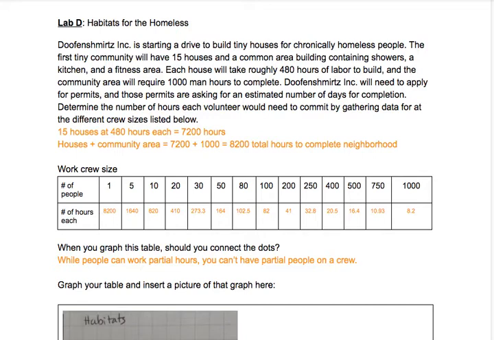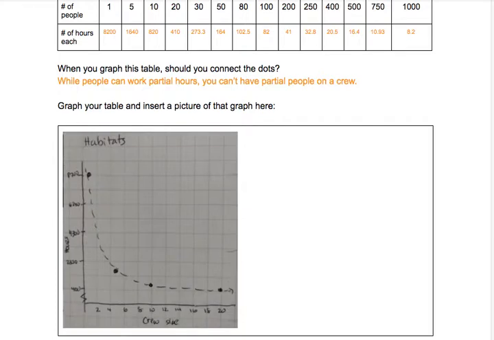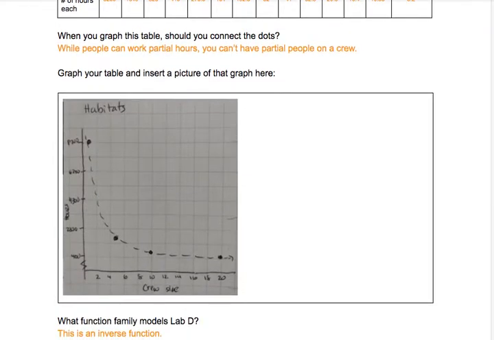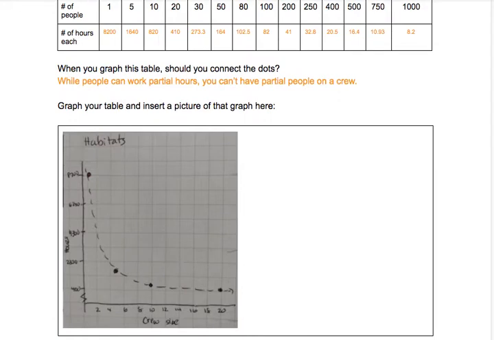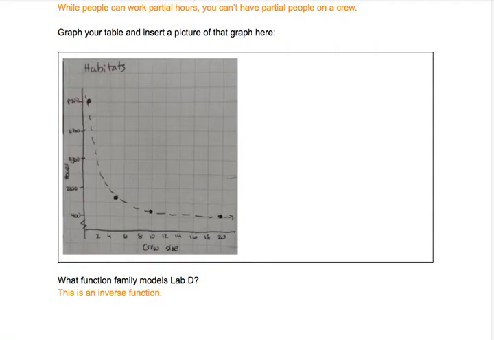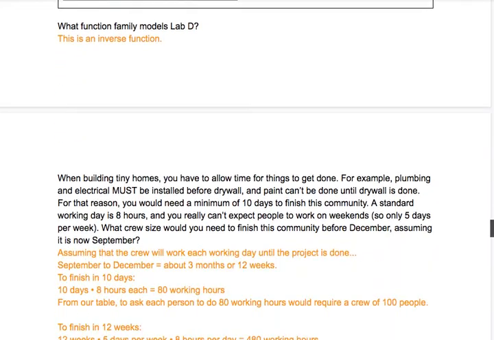Now, when I graph this, should I connect the dots? No. You can have people work partial hours or partial days, but you can't have part of a person. So I'm going to use the dotted again, and boy, I had to really mess with my graph. I used the little compression because this thing was just huge. So I used the little compression and started my graph at 400 hours, and that was because I only did a crew size of up to 20. I just didn't think I was going to be able to fit the crew size of 1,000. But I did get that same curve that I've seen before, which is an inverse function.